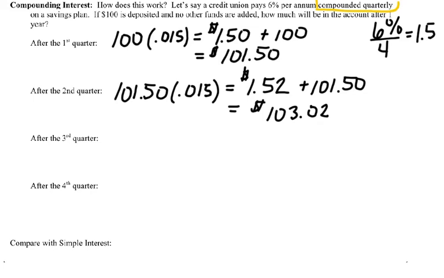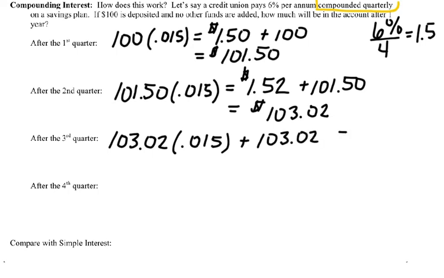All right. So third quarter, now I have $103.02. Let's see if we can start simplifying the process a bit. I'm going to multiply that by 0.015, and then I'm going to add it back to the $103.02 that I started with. And that's the math, really, that's going to give me my total amount of money after the third quarter. And this looks to be $104.56.